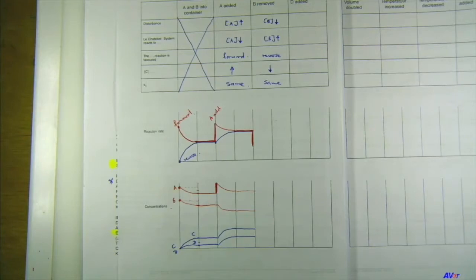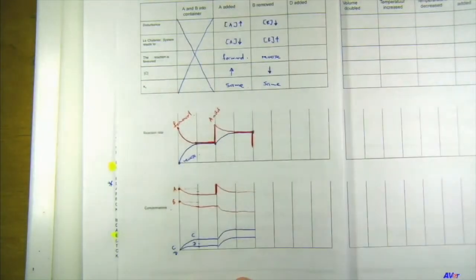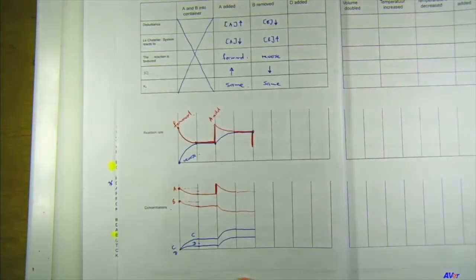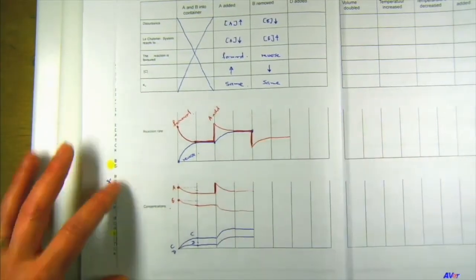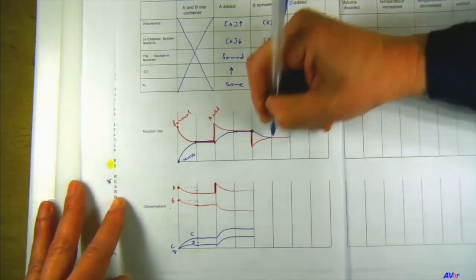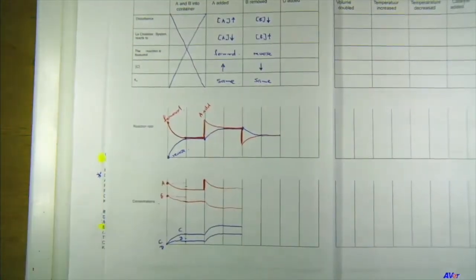Did I remove any C's and D's at that time? No. So the rate of the reverse reaction is still where it was before. But then they split the difference. And remember, it always starts with a bigger gradient because there's a bigger difference in concentration. So there's a lot to change, and then it goes less. It's always bigger gradient, then going to a smaller gradient.